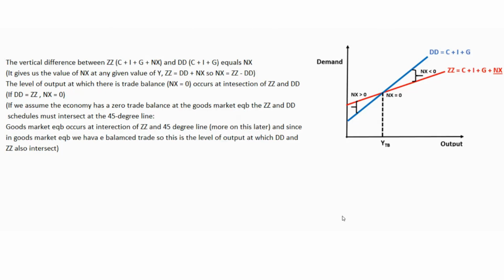So the key things to remember here are that ZZ and DD are both upward sloping. ZZ is flatter than DD, and the vertical difference between them is equal to net exports. So the intersection is where we have balanced trade.